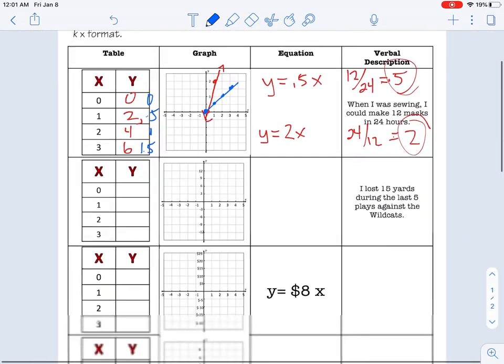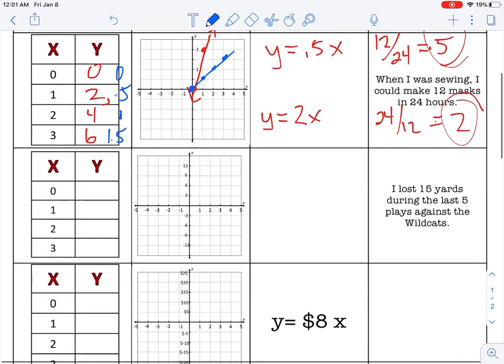So what you're going to do today for this is you're going to find your unit rate, fill in your table, write your equation, and use your table to make your graph.